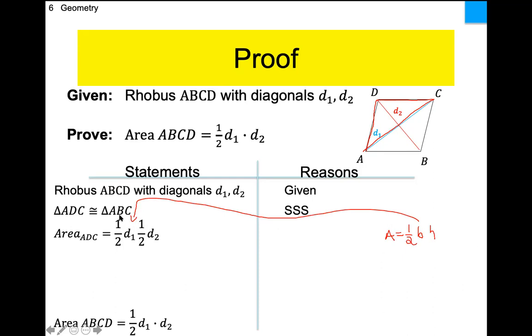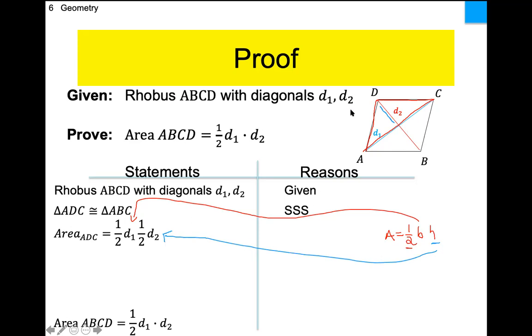I already got the half right here. That half comes from this half right here. So 1/2 times D1. Well, here's the issue. The height would be this distance right here. D2 goes all the way across. You may not remember this, but it turns out that for a rhombus, the diagonals bisect each other. So I don't want all of D2. I only want half of D2. So the height, this part right here, I want half of D2. Can you follow that logic?